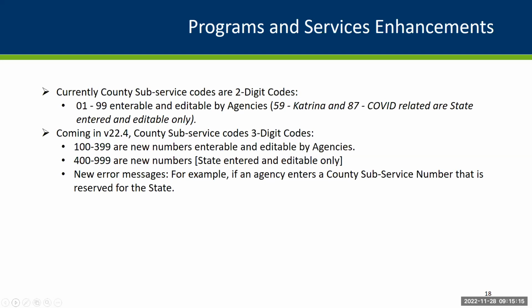by agencies. And then county subservice codes 400 through 999 will only be enterable and editable by us as the state users. And if an agency attempts to add a county subservice code in the 400 to 999 span of numbers, you will receive an error message just letting you know that those numbers are reserved for state use only. So I'm very excited about this. Hopefully this will allow some more flexibility at the agencies and will provide a deeper drill down for expenditures and things like that. Next slide, please.